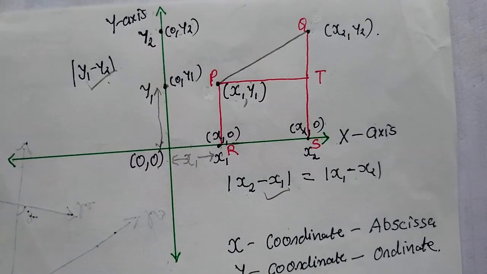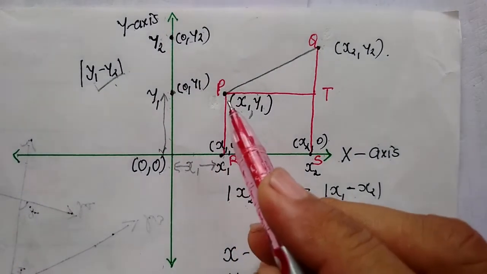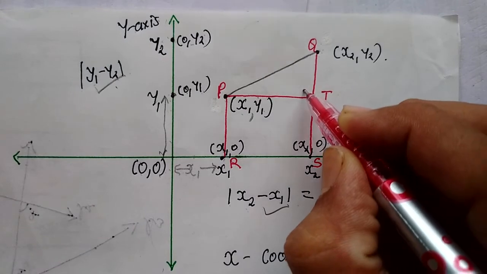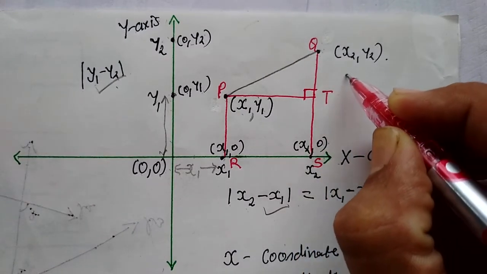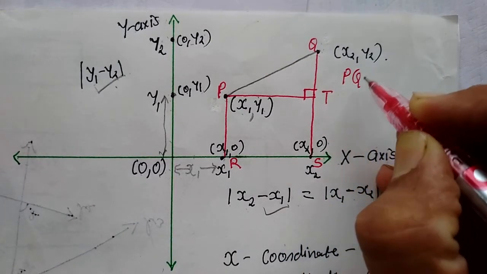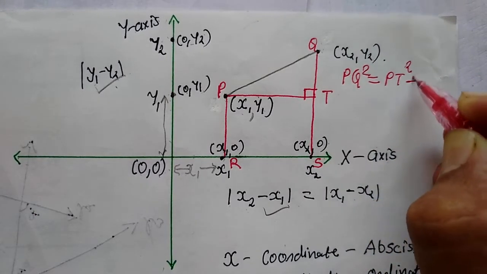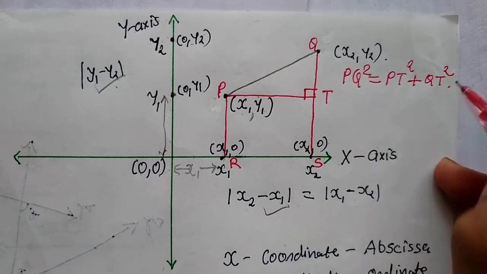Now children, we want to find the distance between P and Q. We know that here we want to find PQ. You can see that this is a right angle triangle. So by Pythagoras, we can write the formula PQ square equals PT square plus QT square, children.